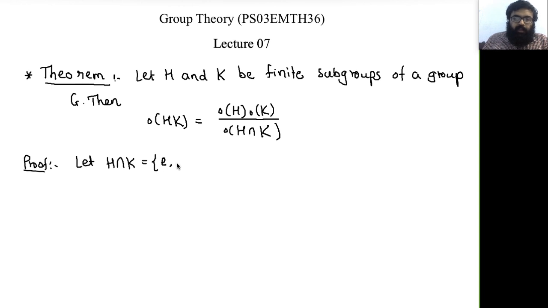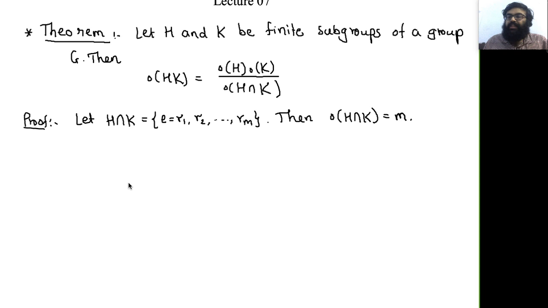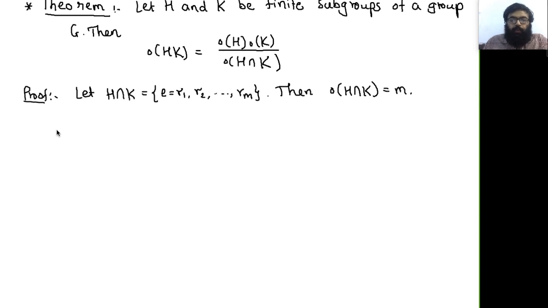So the identity is there, and this identity we call r1, and then let us take r2 and so on. Let us take rm. So we have m elements in H intersection K, r1 up to rm, where r1 is the identity of the group. So then what is the order of H intersection K? This is m. Right. So first we fixed that H intersection K has m elements. Now what we do? So first list all the elements.